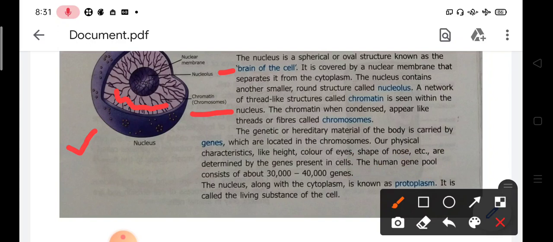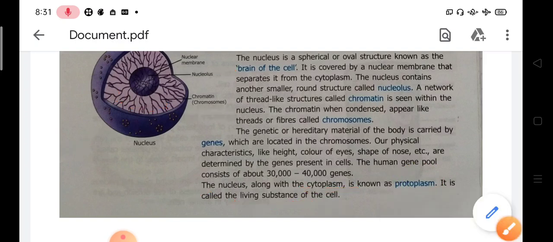The nucleus along with the cytoplasm is called protoplasm. Nucleus with cytoplasm. Nucleus is present in the center and the cytoplasm of the cell together is called protoplasm, and it is called the living substance of the cell. Because of the presence of protoplasm, the cell is said to be living.